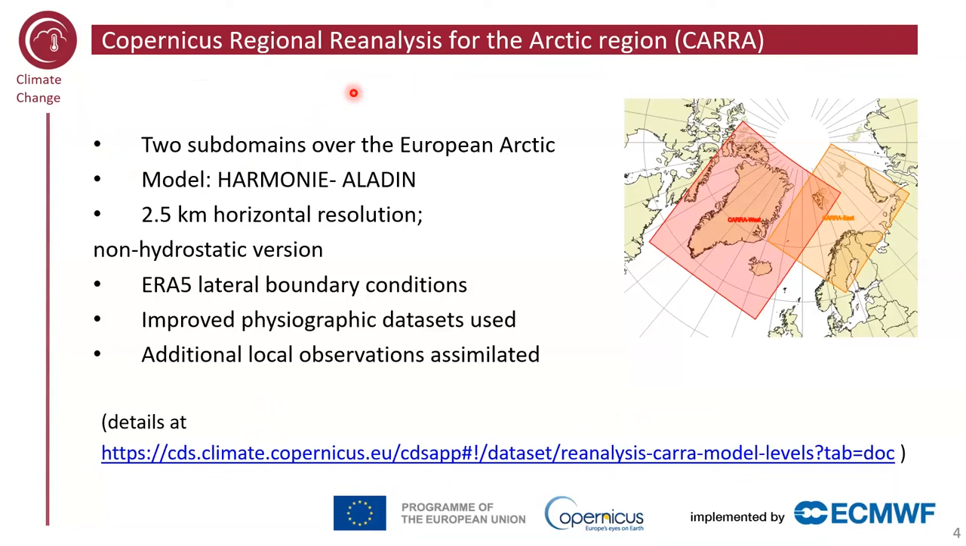So the models come from the HARMONIE-AROME family. At 2.5 kilometer resolution, they used a non-hydrostatic version. They used ERA5 lateral boundary conditions and the physiographic data sets appropriate for this resolution, as well as assimilating additional local observations. A paper describing the methodology is in preparation. Not ready yet, but details on the methodology and the systems used can be found in documentation published in our climate data store, where the data is also found for download.